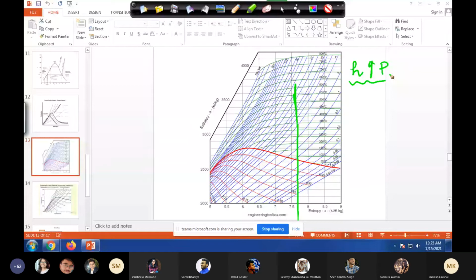So if we say that at a given entropy, at constant S, H is increasing with P, then I think I answered your question, right? Yes. Okay. So if you are convinced with this, then let's see why. H should increase with P. Let's see what relations we have.